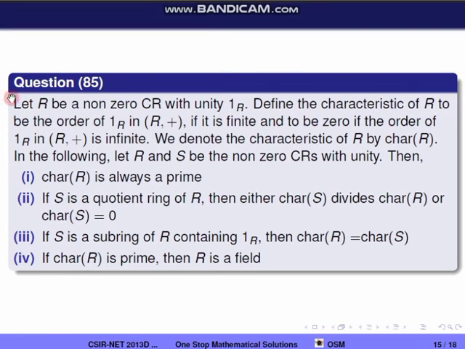Next question, question 85. Let R be a non-zero commutative ring with unity 1. Define the characteristic of R to be the order of unity in (R, +) if it is finite, and to be 0 if the order of 1_R in (R, +) is infinite. We denote the characteristic of R by char(R). In the following, let R and S be non-zero commutative rings with unity. So they have given two commutative rings with unity. We have to check which of the options is true.